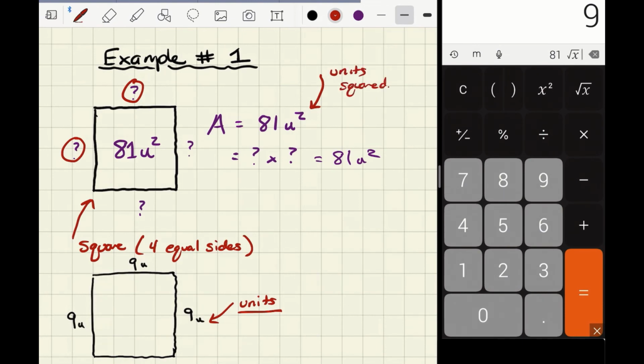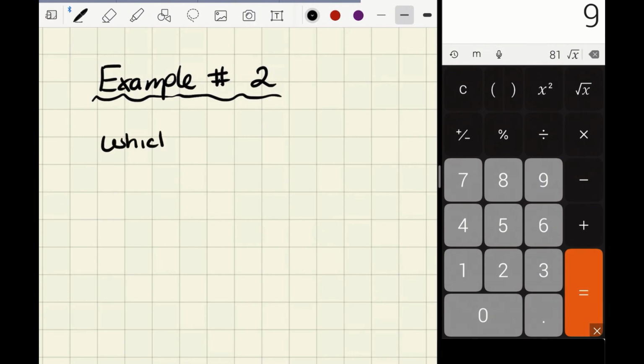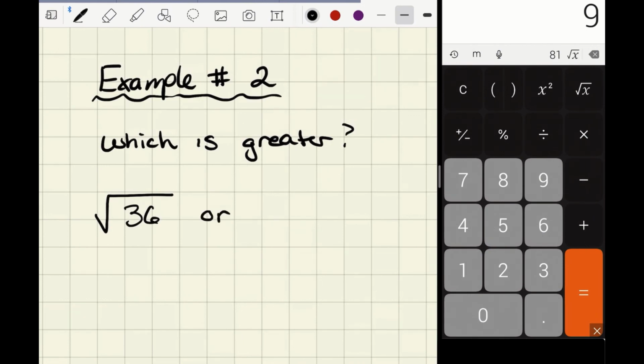squared. Okay, let's do another example here. Example number 2. Okay, which is greater? The square root of 36 or 7? Go ahead and take a moment and try this problem.